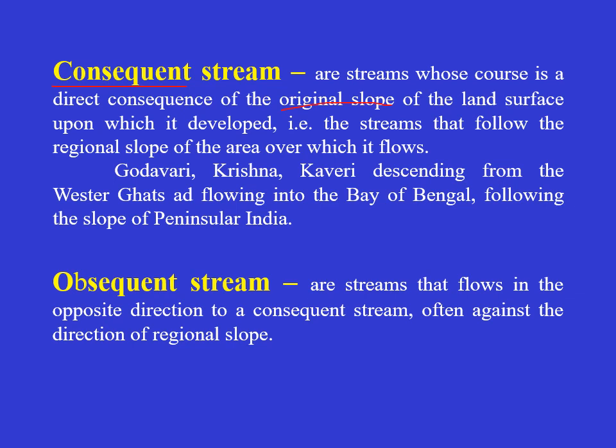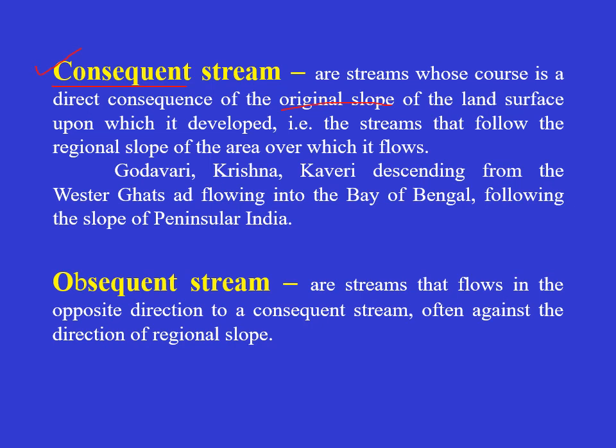And you can see all the major rivers of India, the Godavari, Krishna, Kaveri, they are following the regional slope. If you look at the regional slope of the Indian Peninsula, you can see that the regional slope is from west to east, toward the Bay of Bengal. So all these rivers are flowing from west to east following the original slope of the area. So these rivers are known as consequent streams.